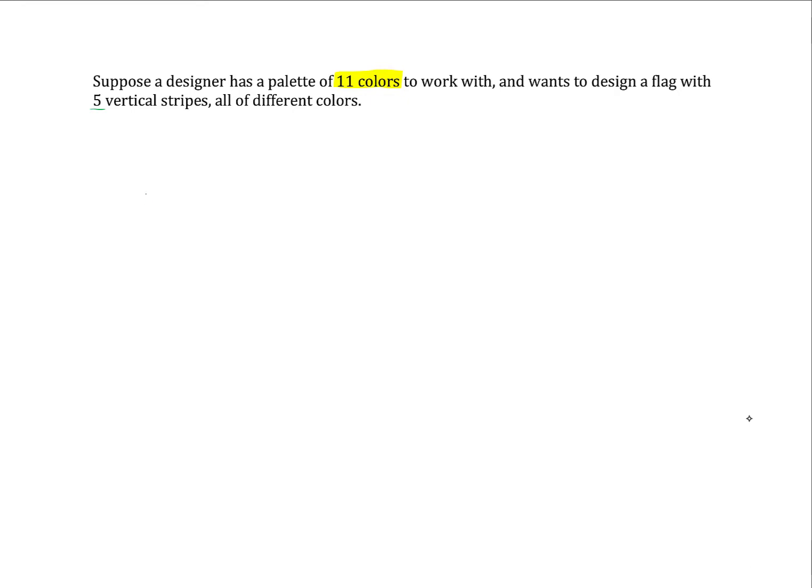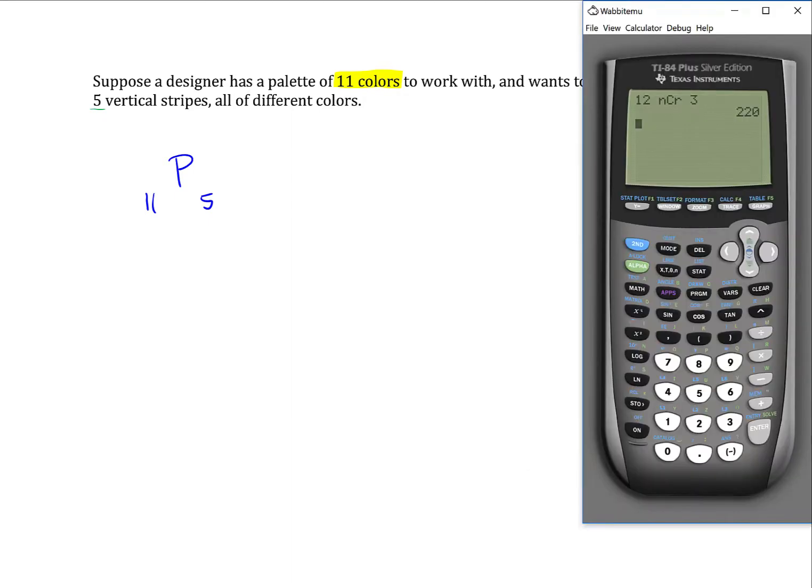So we have 11 colors to choose from. Order is important, so we do a permutation, and we're taking 5 at a time. The first number before the P is the number of items you have total to pick from, which would always be greater than or equal to the number that comes after the P, which is r, the number of items you're taking at a time.